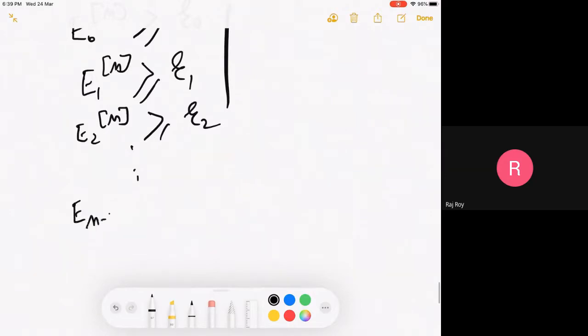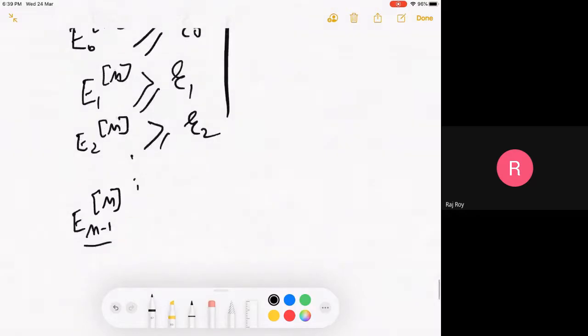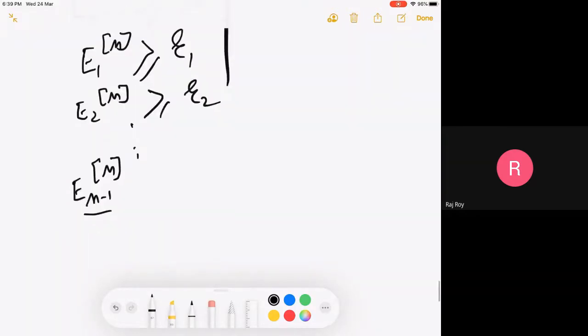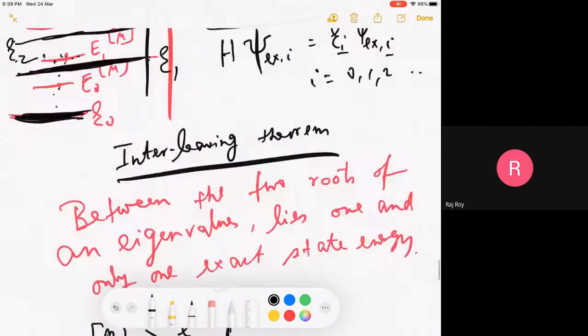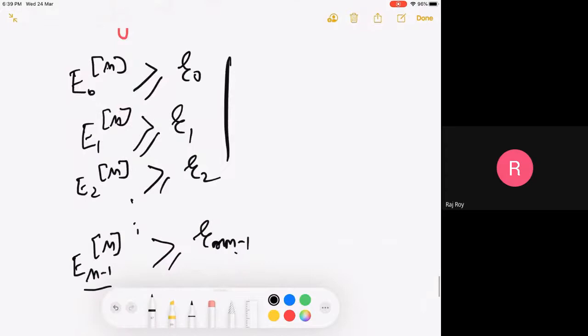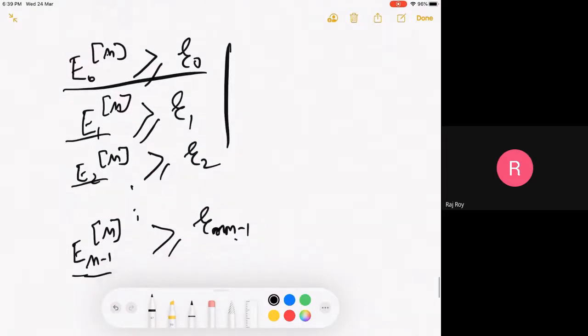So E m minus 1 in an m-dimensional basis, this is the mth root because I'm counting from 0, so don't get confused, is greater than or equal to epsilon m minus 1. Again, I'm counting from 0. So this is my m minus 1, this is actually the mth root, in an m-dimensional basis. So because of this interleaving theorem, each of these roots is greater than or equal to the corresponding exact energy.